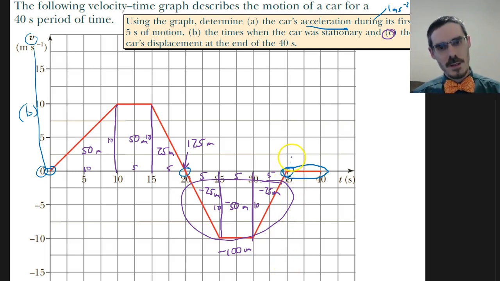So when I get to here, my displacement is the 125 minus the 100. My displacement is now 25 metres. And end of 40 seconds, it's not going to change here because remember it's stationary. Velocity is 0. So at the end, my displacement is 25 metres.